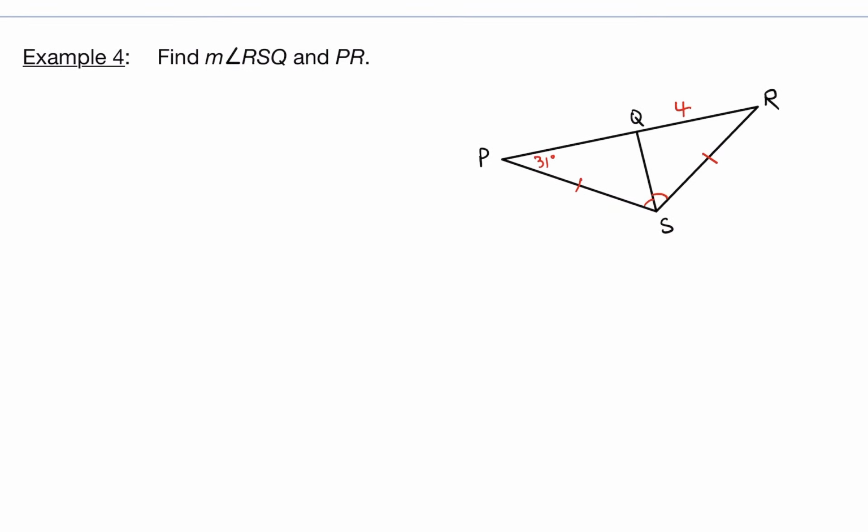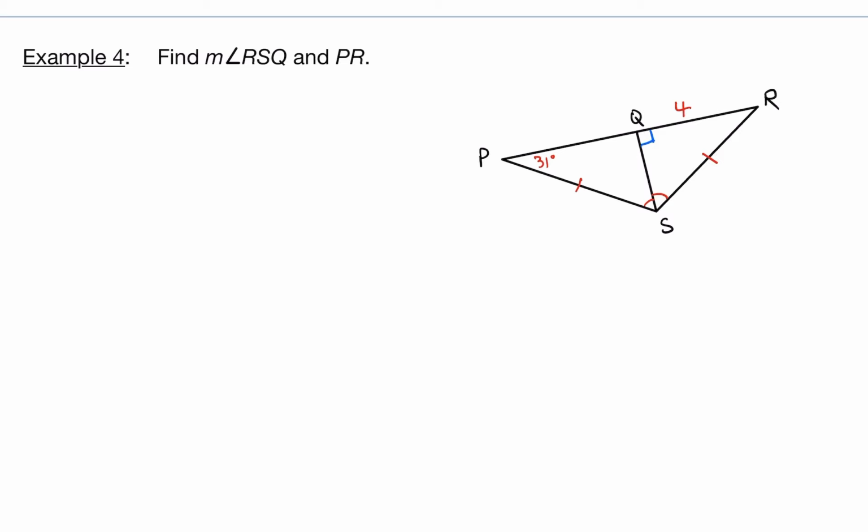Here we are asked to find the angle RSQ. So we want to look for this angle, and we want to know the length of PR. First thing we should recognize is that we have an isosceles triangle. PRS has a side PS, which is the same length as side SR. And we also have the segment QS that bisects this angle. So we know that this is going to be a perpendicular bisector, and we can notate that with this right angle.